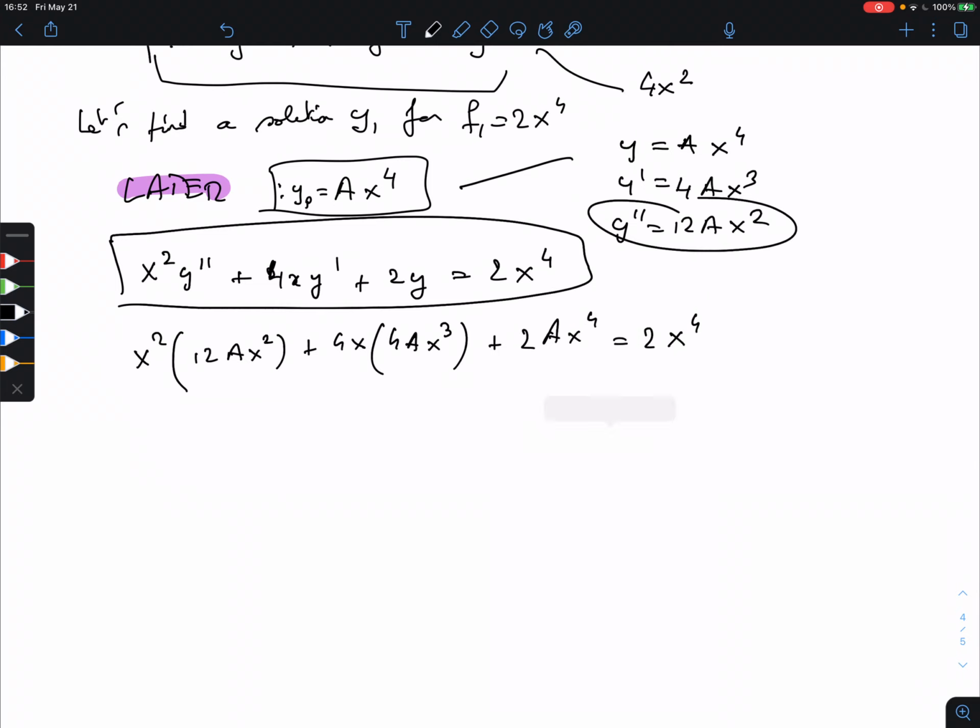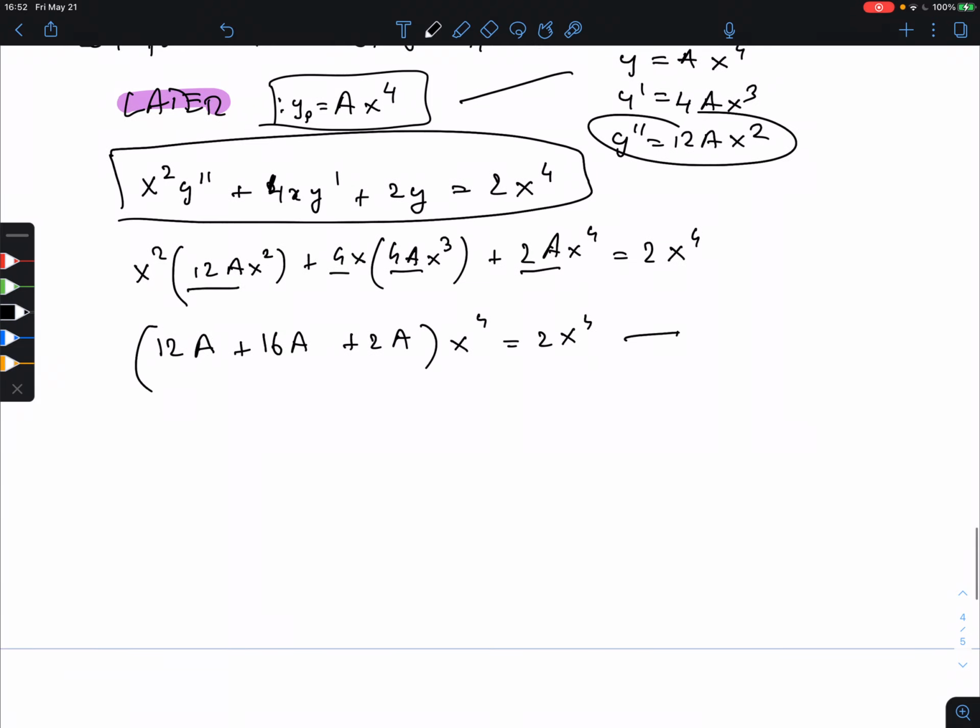So let's write down what we have here. You have 12a plus 16a plus 2a, right? So this is 12a, we have 16a, and you have 2a. All these are multiplied by x to the fourth, and this is 2x to the fourth. Comparing coefficients, or cancelling x to the fourth if you want, which is even simpler, but it is really comparing coefficients, so I'm going to write it that way.